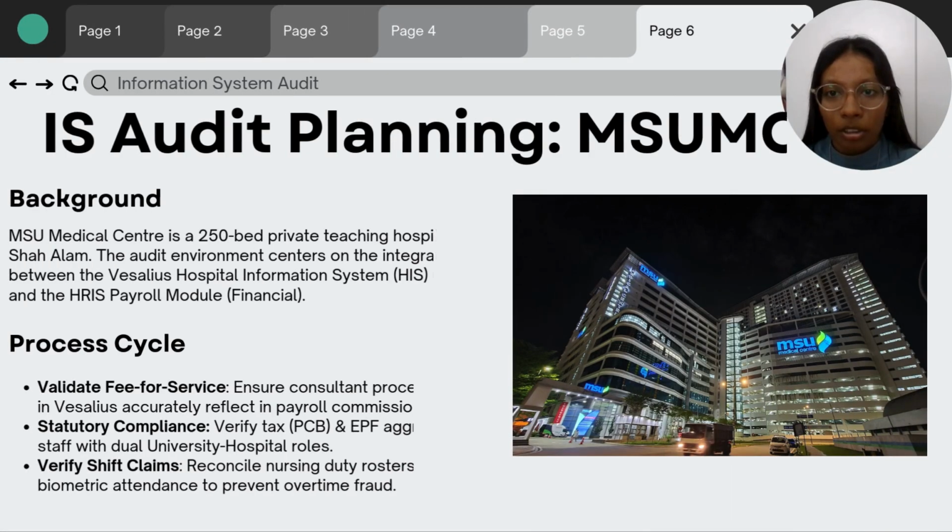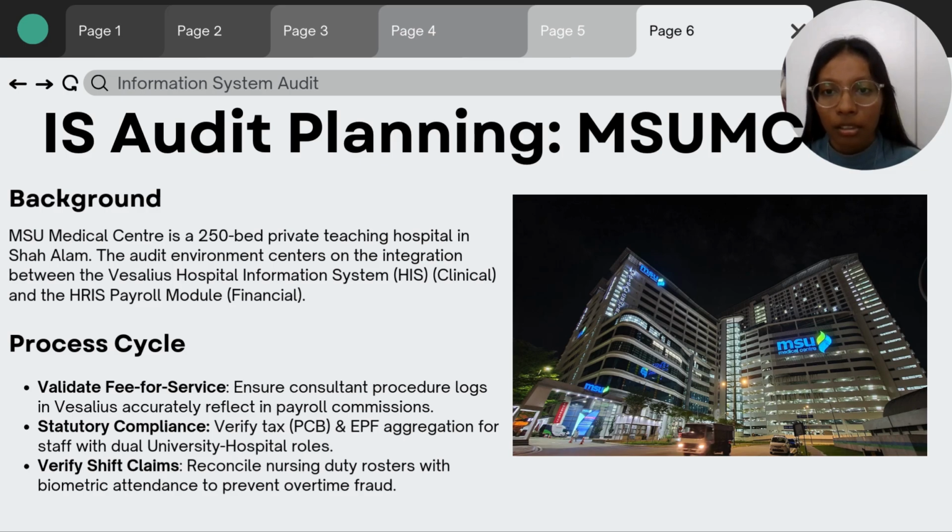I'm going to explain about the IS audit planning. So for our background, MSU Medical Center is a 250-bed private teaching hospital in Shah Alam. The audit environment centers on the integration between the Vesalius Hospital Information System and the HRIS payroll module.